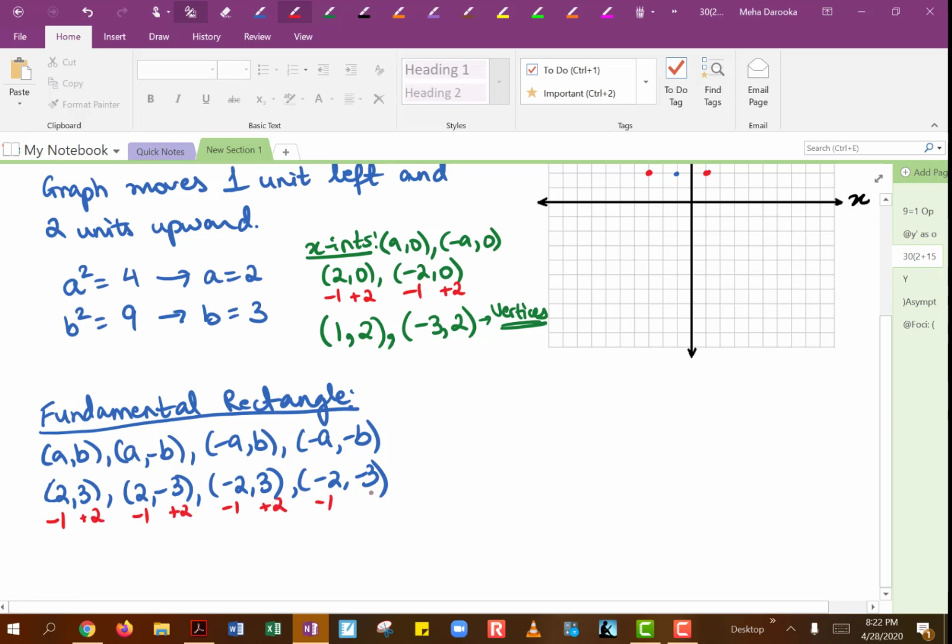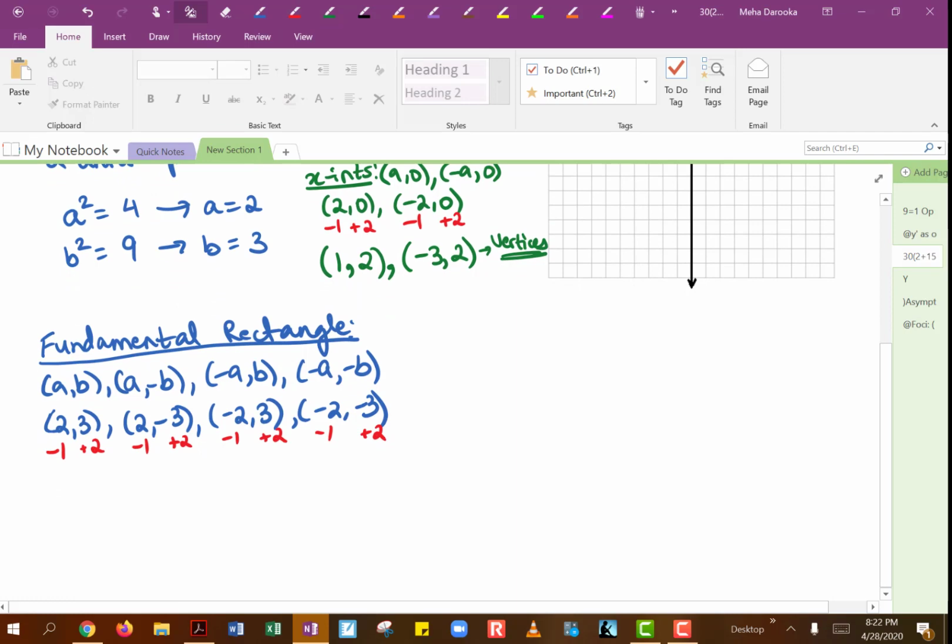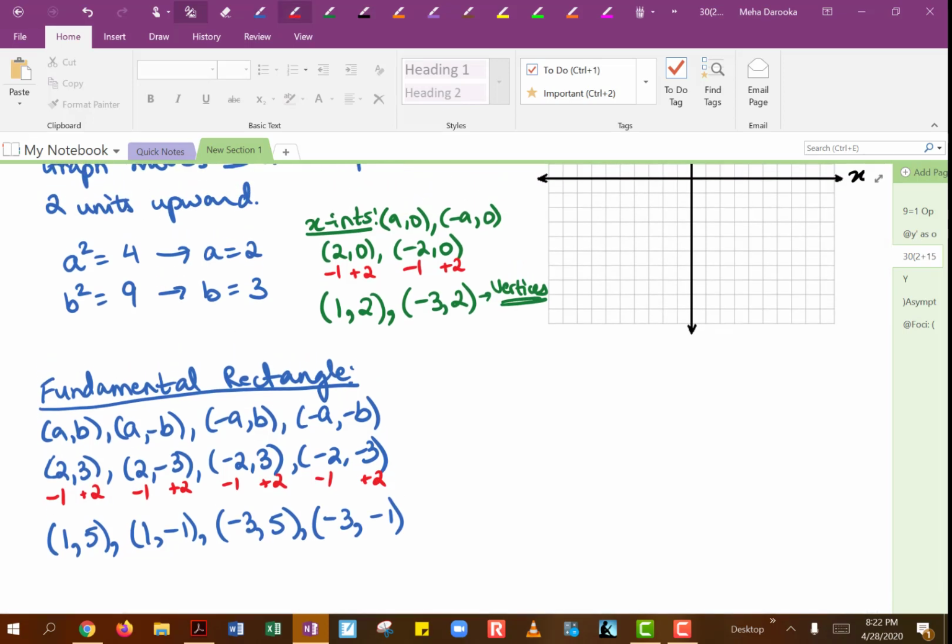So our vertices for the fundamental rectangle are now going to be: 2 minus 1 is 1, 3 plus 2 is 5; 2 minus 1 is 1, negative 3 plus 2 is negative 1; negative 2 minus 1 is negative 3, 3 plus 2 is 5; and negative 2 minus 1 is negative 3, negative 3 plus 2 is negative 1. So we are looking at our vertices for the fundamental rectangle.